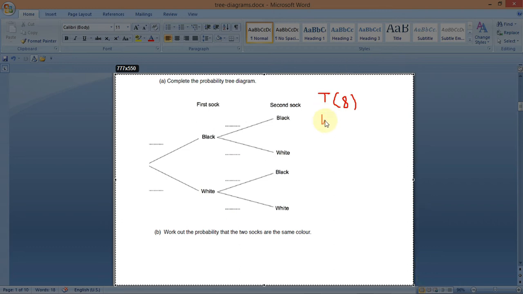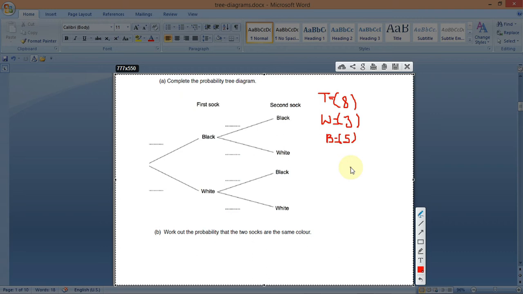Number of whites is 3. That's white socks. And number of black socks is 5. Then number of socks altogether, that is total, is 8. Okay, so now let's get started.